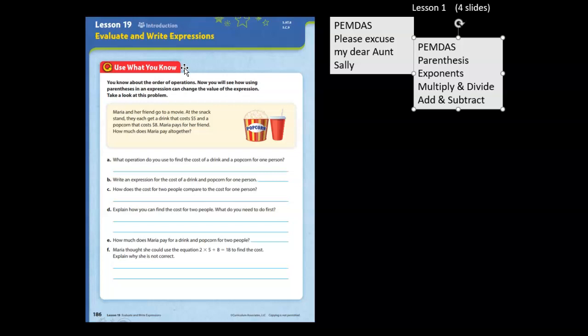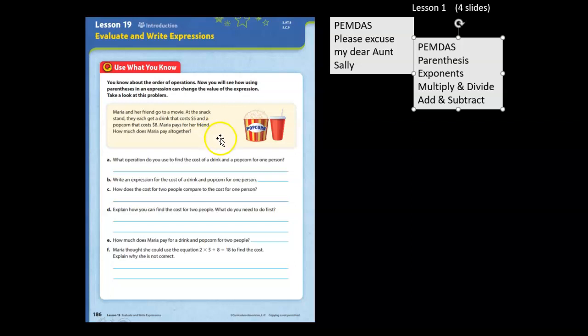So the first thing I want you to do is think about going to the movie with a friend. You know that, and they've drawn a little picture here. You know that the soda costs $5, the popcorn costs $8. So I group these two together and I think, okay, that's $13. But if I look at the ending, it says Maria pays for her friend. So again, in my head, I started to think, I know what's going on here.